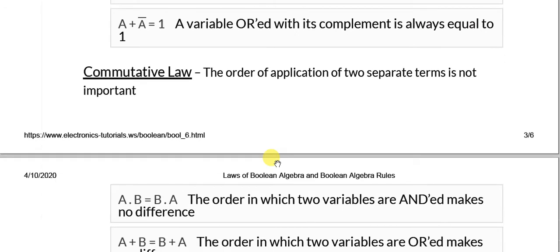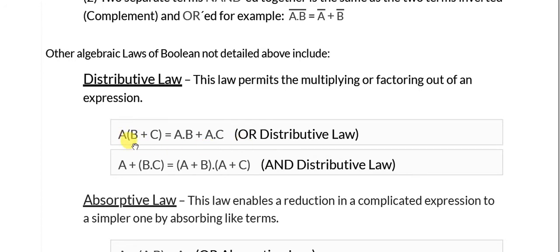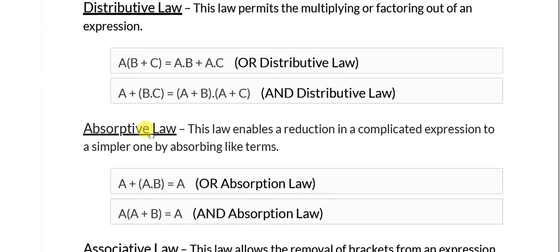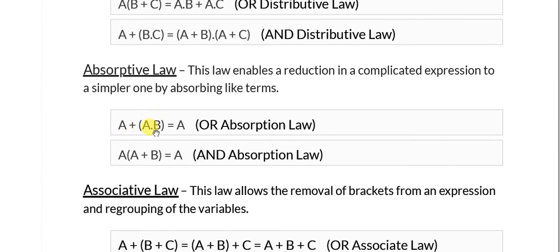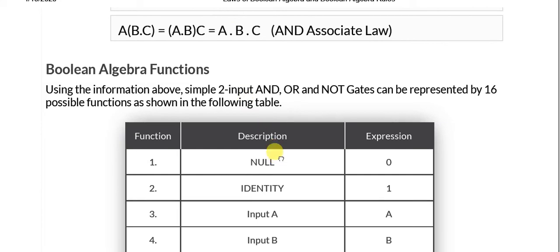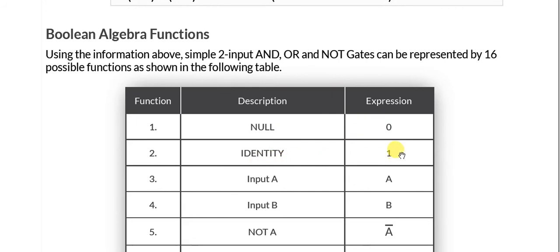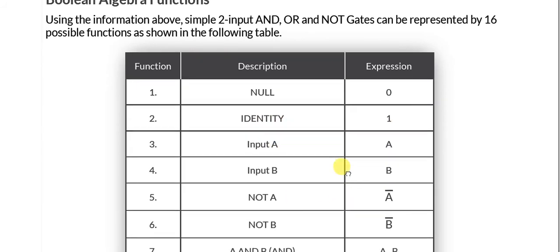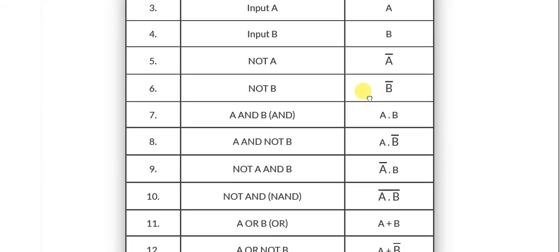These are the commutative laws, you have already gone through that. Distributive law: A into B plus C is equal to A dot B plus A dot C. Absorptive law: A into A is obviously A, so you can see that 1 plus B is equal to 1, so we have got A. Associative law, and so on and so forth. Similarly, there are some expressions. Null is defined as 0, identity is 1. These are some terminology. NOT A means complement of A, NOT A complement NOT B, like that.